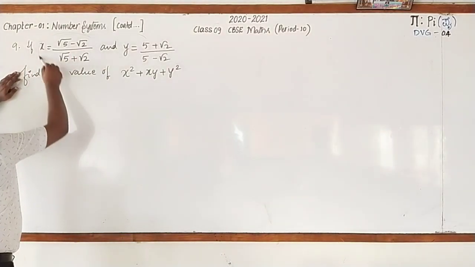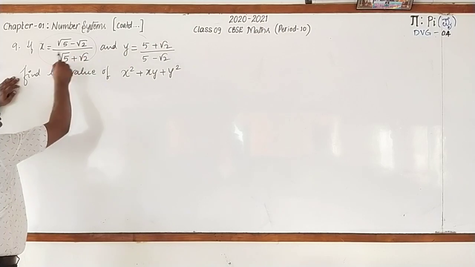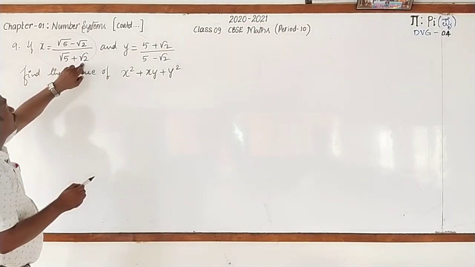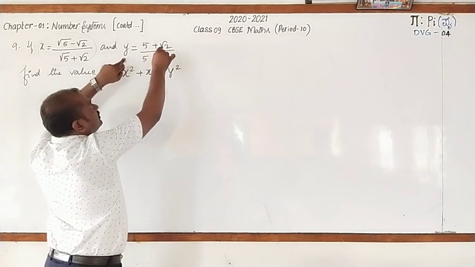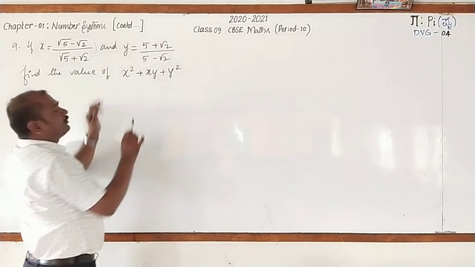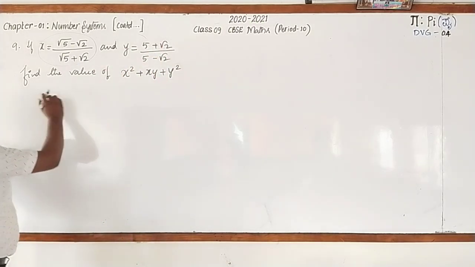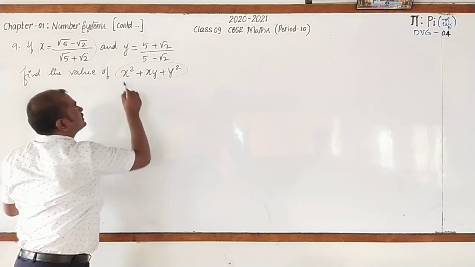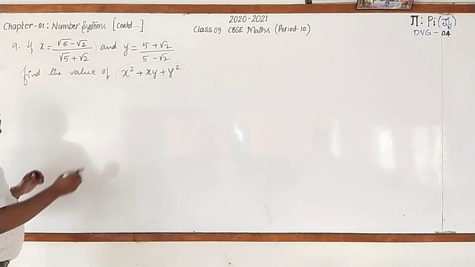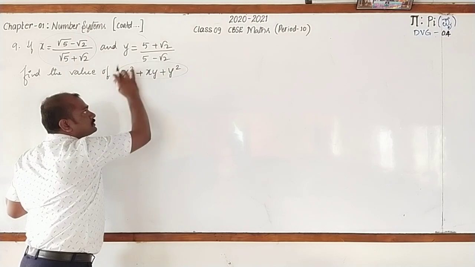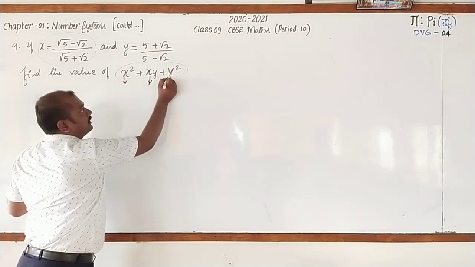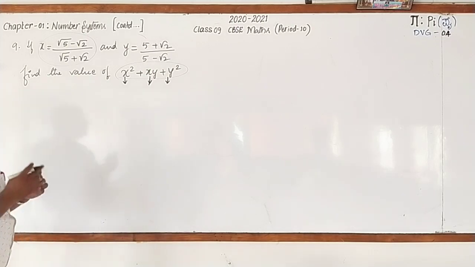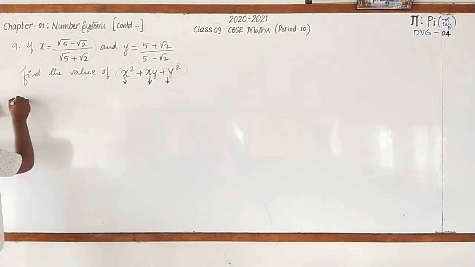It is, if x equal to root 5 minus root 2 whole divided by root 5 plus root 2, and y equal to root 5 plus root 2 whole divided by root 5 minus root 2. You are going to find out the value of x square plus xy plus y square. To find out the value of this statement, you must know x square, xy as well as y square. So let's go for finding one by one.